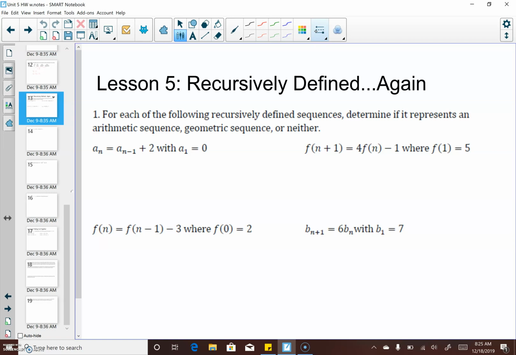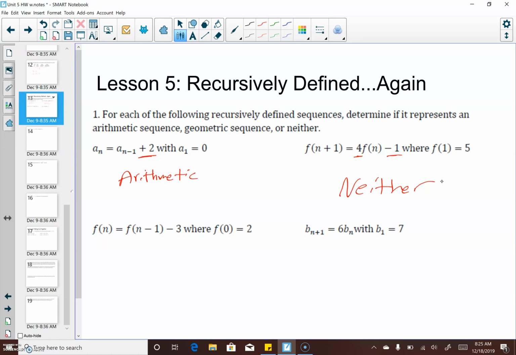So if we look at the first one, a sub n equals a sub n minus 1 plus 2. Because they are told that we are just going to be adding as our pattern, then we are looking at an arithmetic sequence. If we go across to the right, f of n plus 1 equals 4 times f of n minus 1. So they're telling us to do two different things. If they're telling us to multiply and subtract, we're going to be neither.